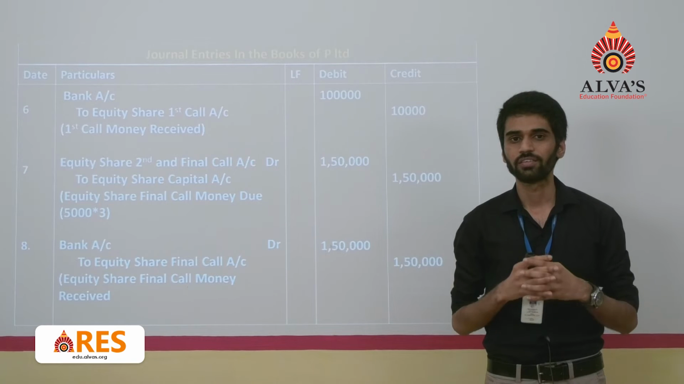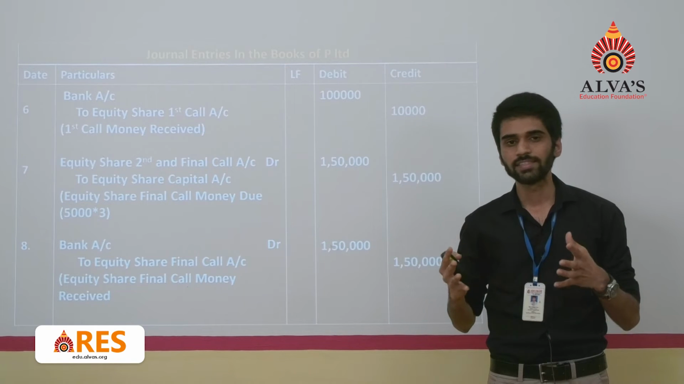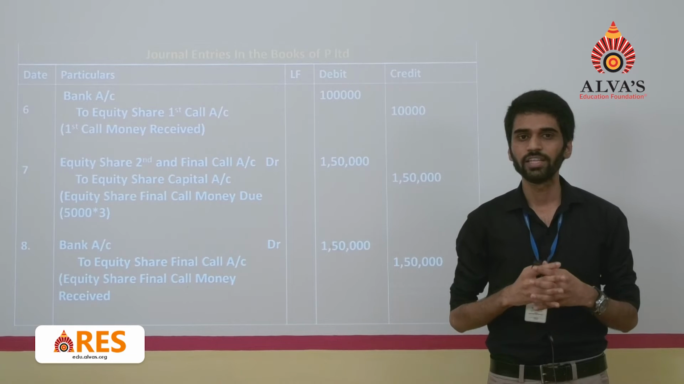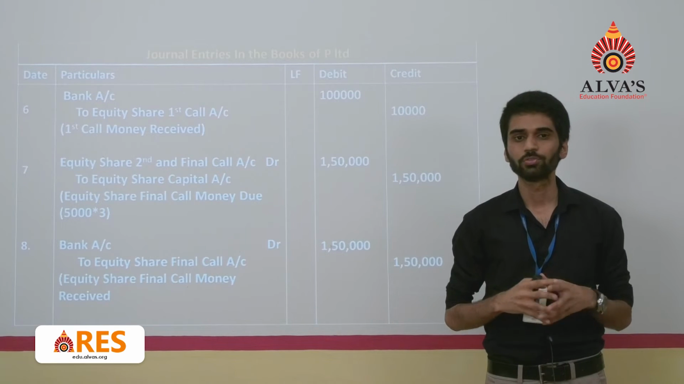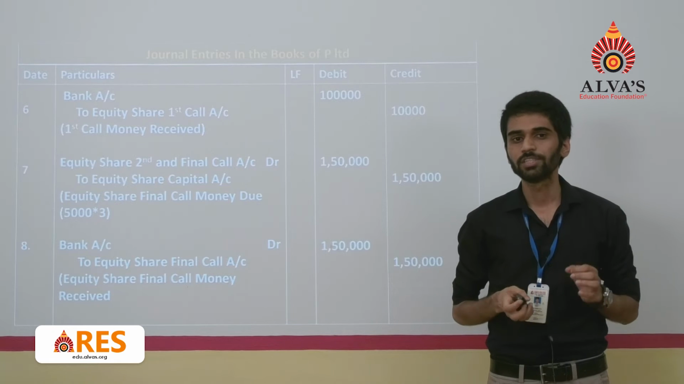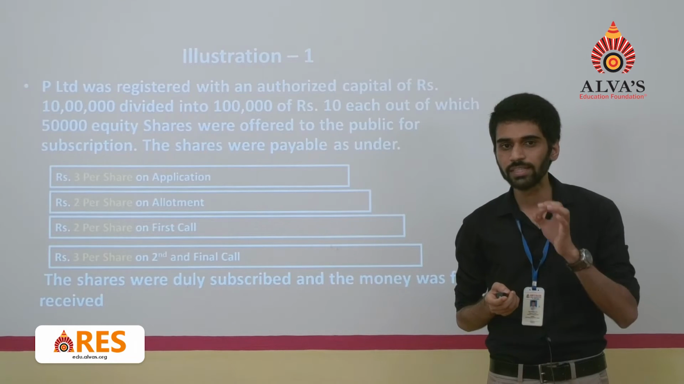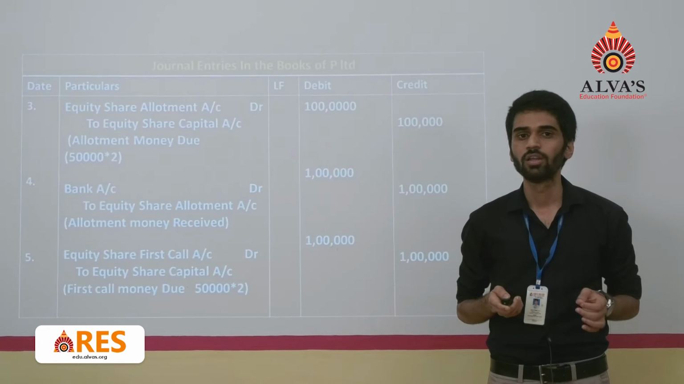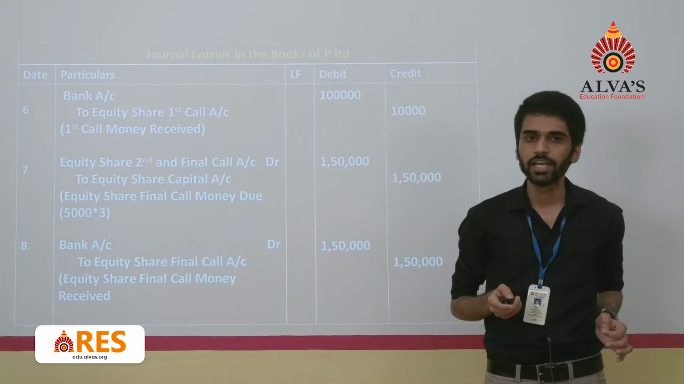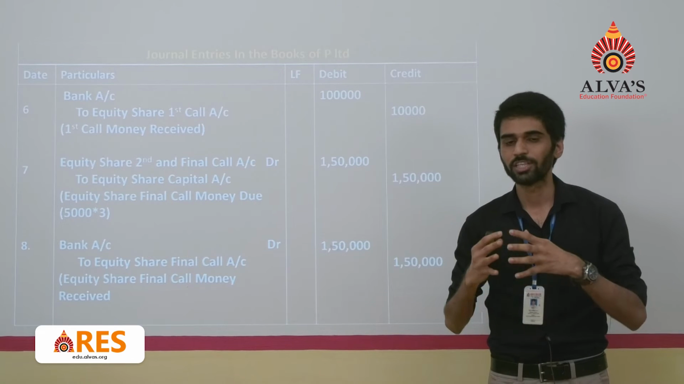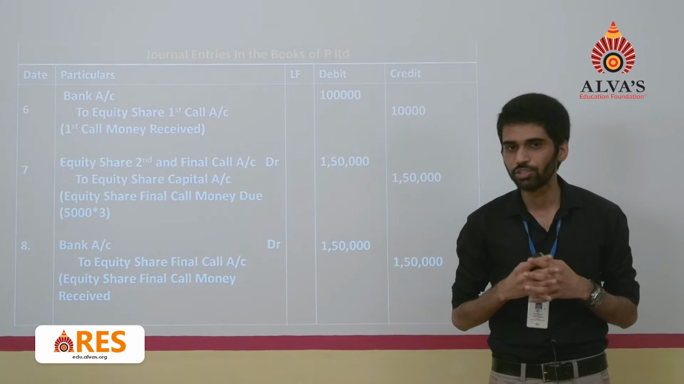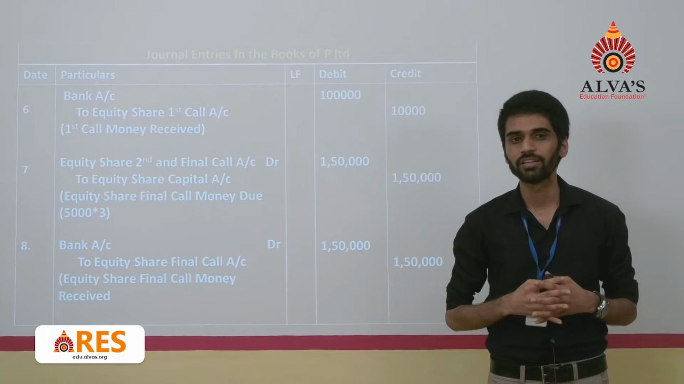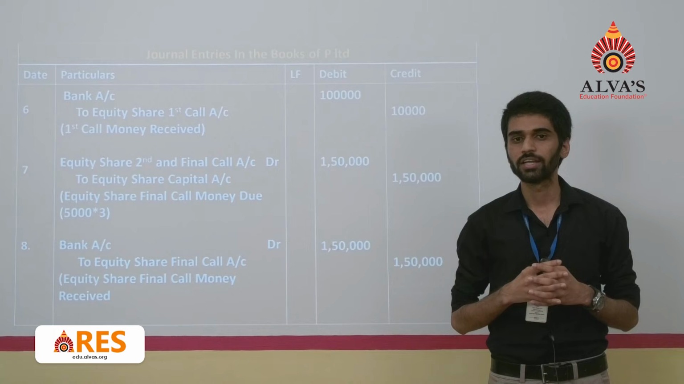The final call stage is as simple as that. For the final call money due, we pass one more entry: equity share second and final call account debtor to equity share capital account, that is 50,000 into 3. See, the final call money is 3 per share on second and final call. So, equity share second and final call account debtor to equity share capital account for the final call money due, that is 1,50,000. For the receipt of the money from the final call, you pass one more entry: bank account debtor to equity share final call account.